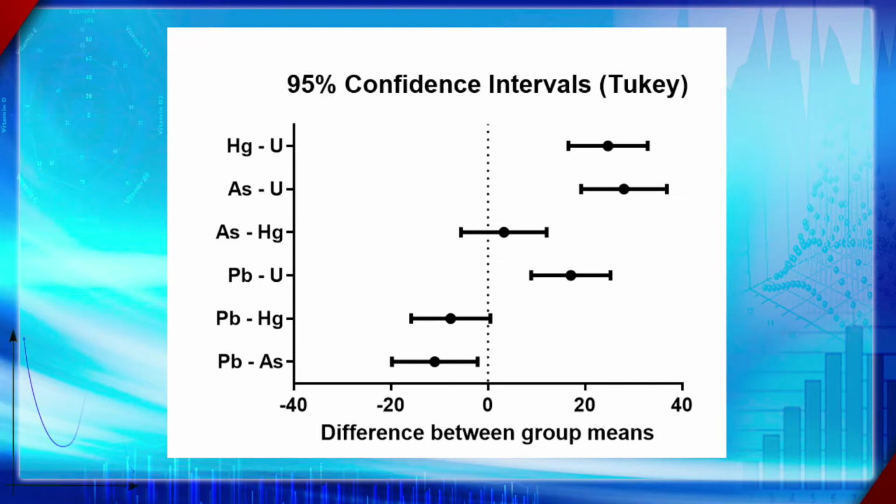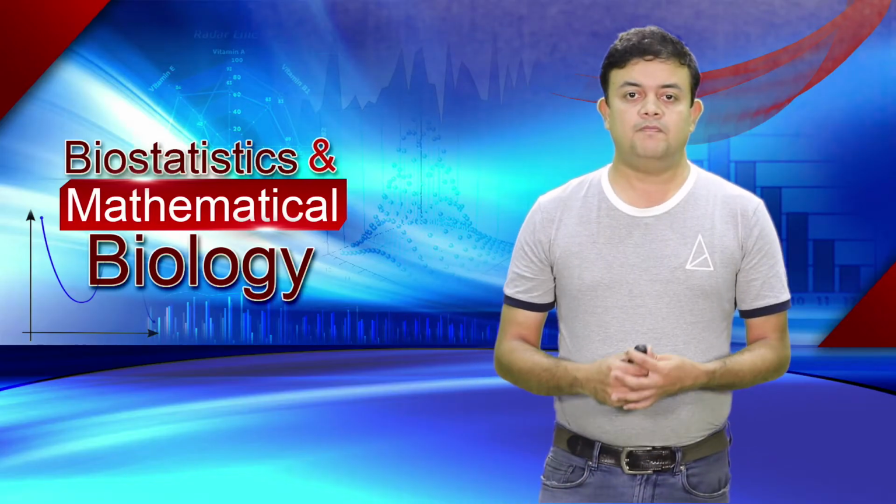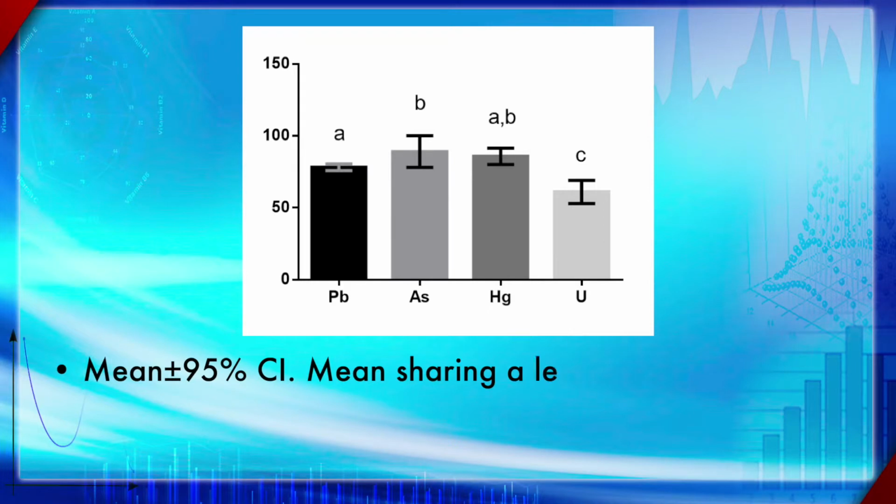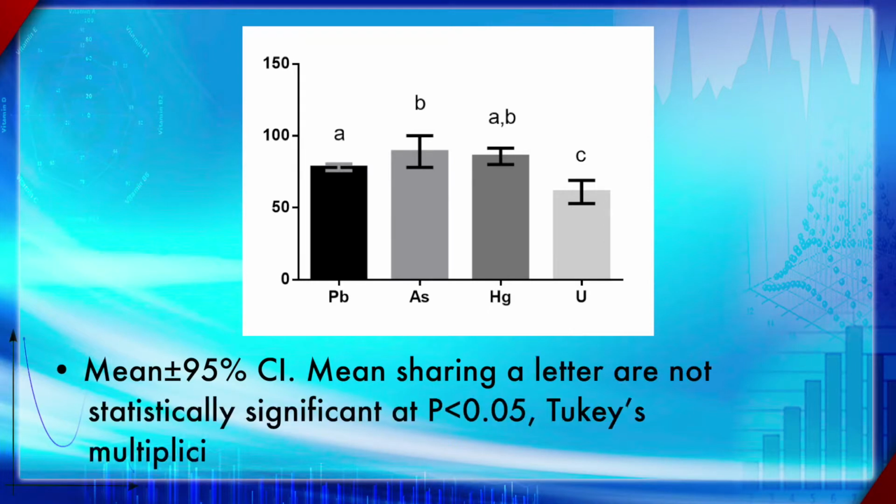Now the last one, the sixth one, is lead versus arsenic. No, still it doesn't include the null hypothesis. So that means that the differences in the group means are significant in that case. Usually if you read the paper, the 95% CI is plotted on the mean directly. In this case you can see that here it is mean plus or minus 95% confidence interval. As you can see, in this case it is basically Tukey's multiplicity adjusted p-value.